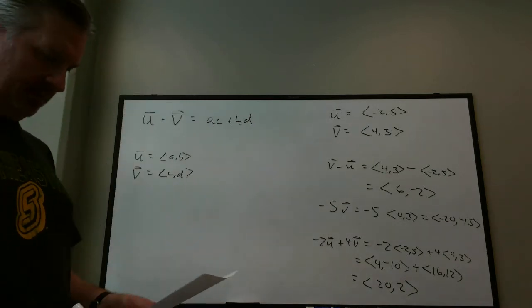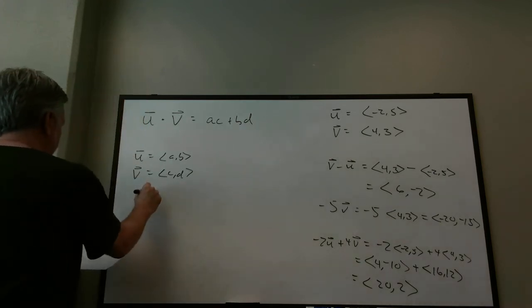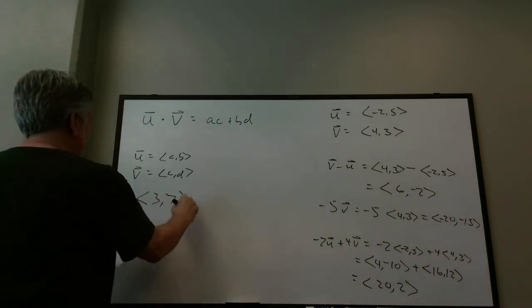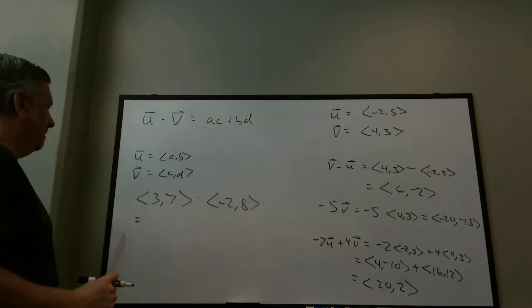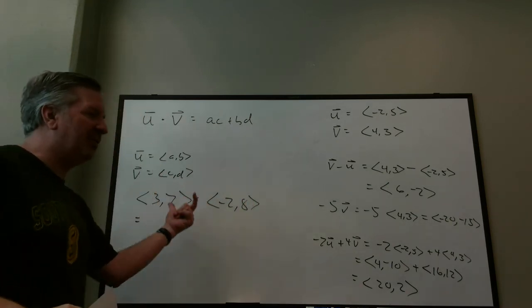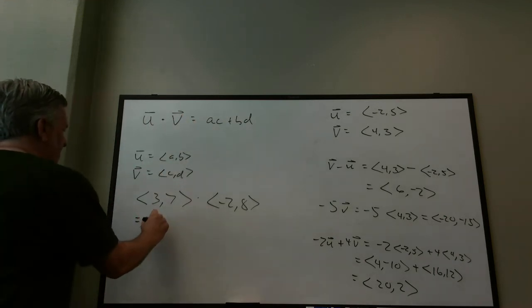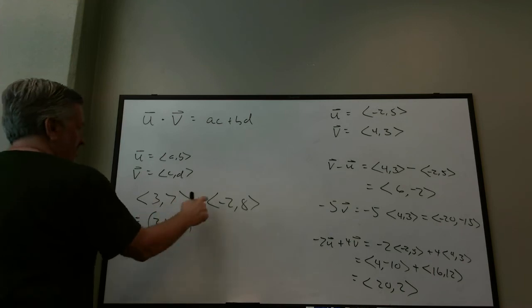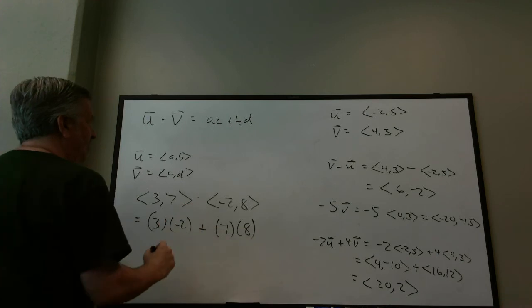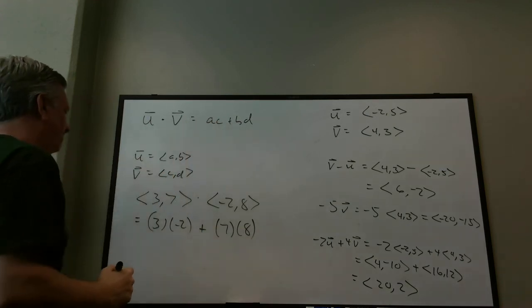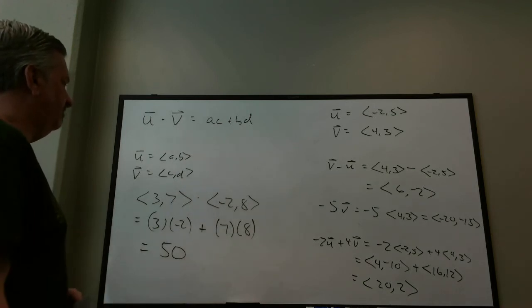So let's do some examples here. It says compute 3, 7 dot negative 2, 8. Right? So the dot product of two vectors, the answer here is going to be a number. Right? You multiply the first coordinates, 3 times negative 2. You multiply the second coordinates, 7 times 8, and you add them together. So it's 56 minus 6 is 50. That's all there is to it.